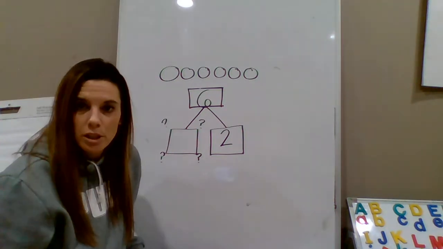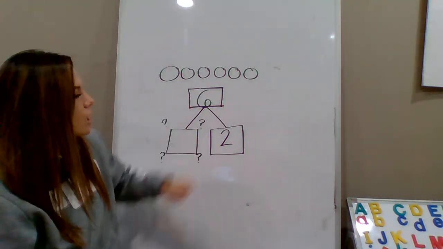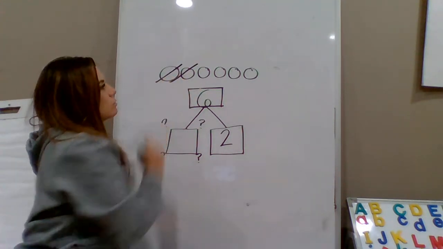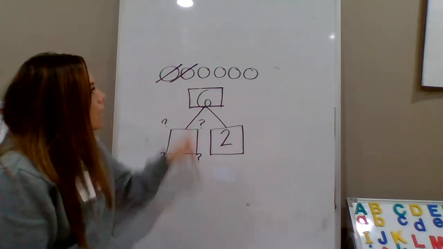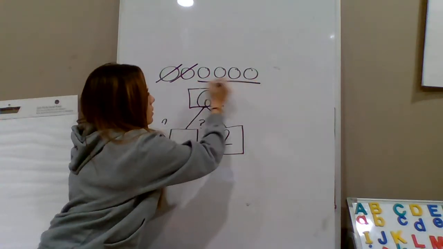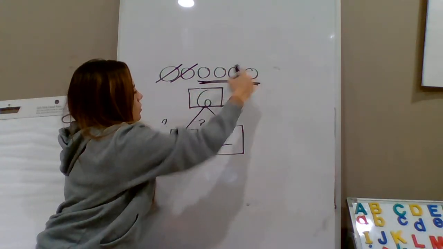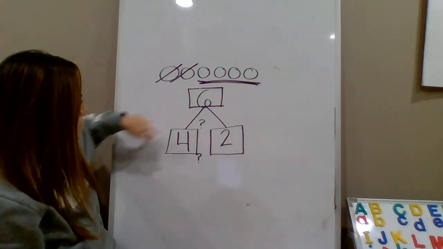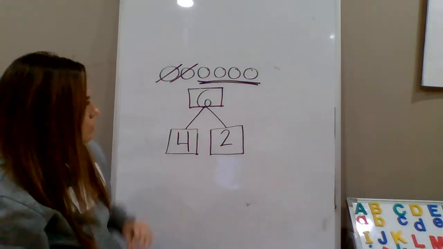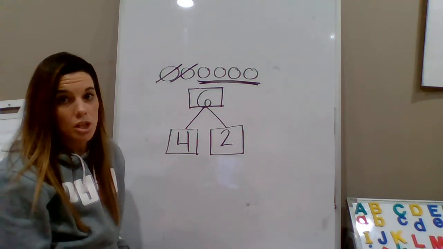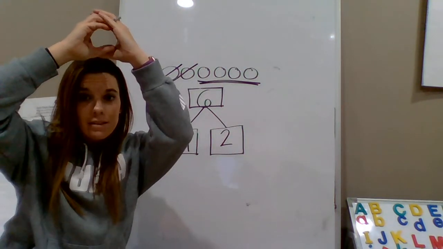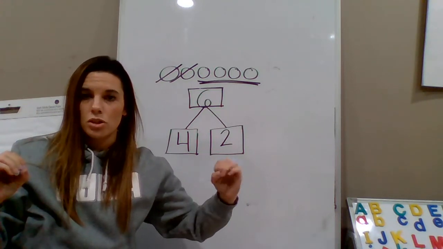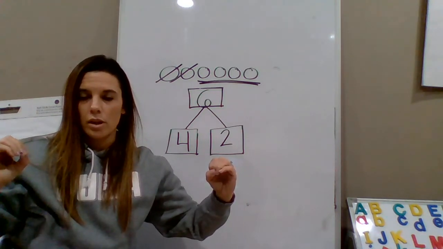So I'm going to use my picture. I have 6 altogether. My dog eats 2. Look what I'm going to do. 1, 2. My dog eats 2 of them. How many are left over? 1, 2, 3, 4. That is my answer. It's no longer a mystery because I solved the mystery. Because look, I had 6. My dog ate 2. Now I have 4. 2 plus 4 equals 6.